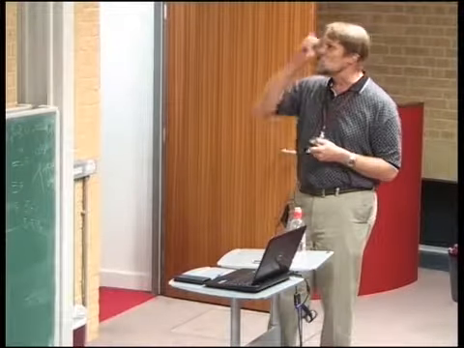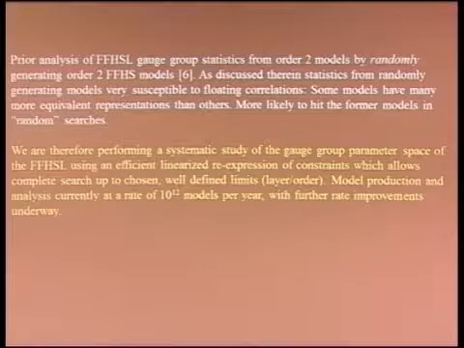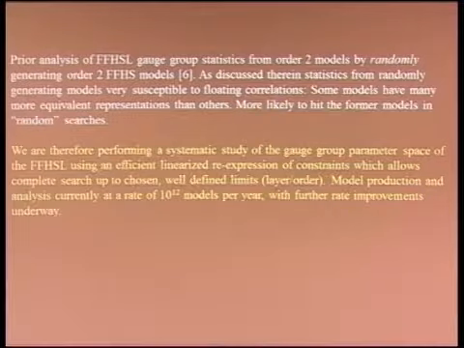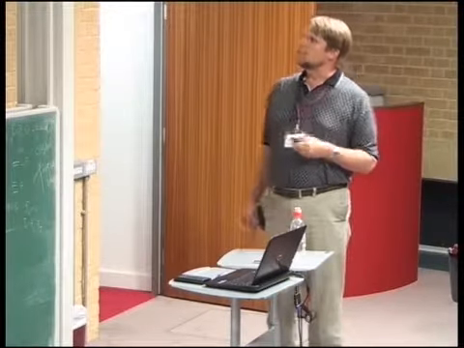What we're doing is performing a systematic study of the gauge group parameter space using an efficient linearized re-expression of the constraints, which generally are quadratic, but for free fermionic, we've re-expressed them in a linearized mode, which makes, again, for a very efficient process. And we've defined a process to systematically investigate the gauge group models using limits of what we define as layer, that is the number of independent basis sectors that we have, and the order, the order of the twists of a model.